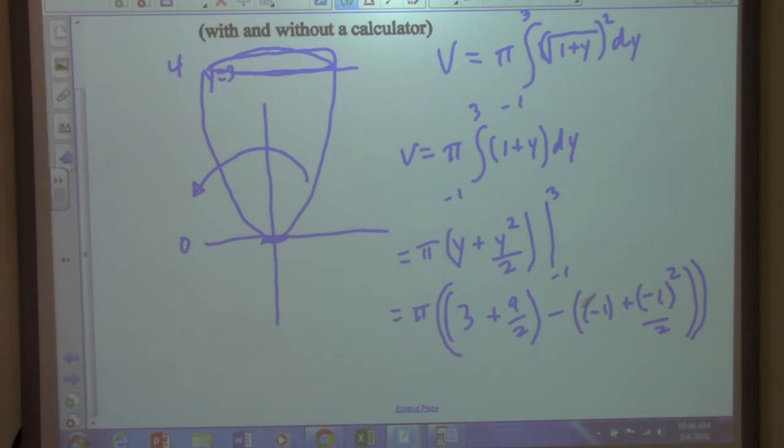So really from here on out it's a matter of arithmetic, because here we have -1/2, -1 plus 1/2, so that's going to be like plus 1/2. So we have pi times 3 plus 9/2 plus 1/2. So I'm looking at 5, maybe that's going to be like 5 plus 3, so 8 pi. Does that look about right?